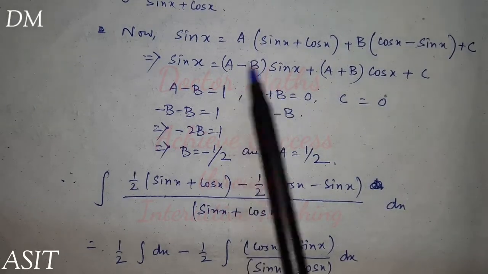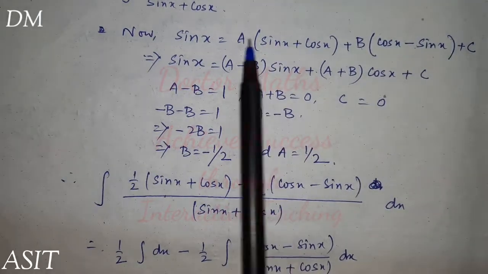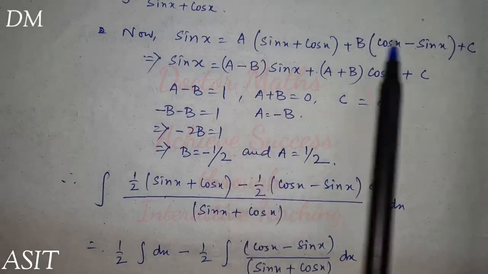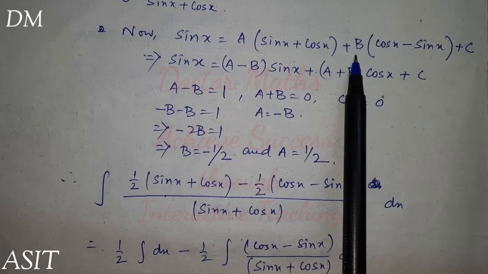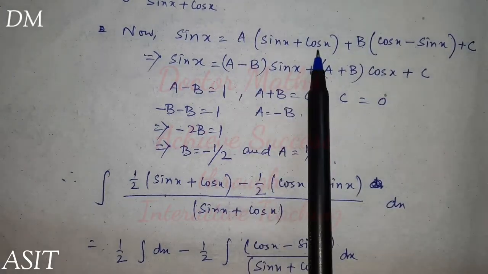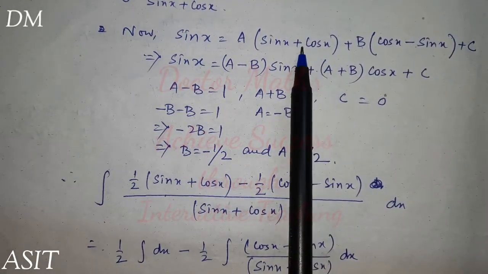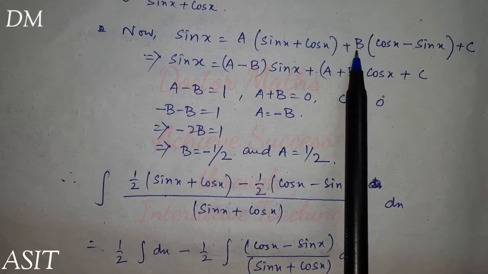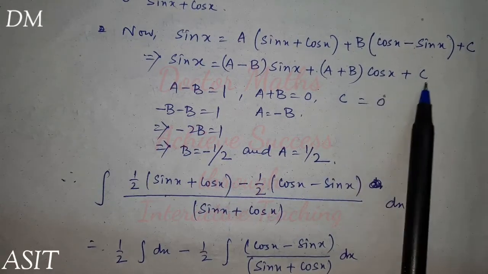So if I repeat again, if I take the sin x all together, then we can see the coefficient of sin x here will be a, and here the coefficient of sin x will be minus b. So therefore it will be (a minus b) into sin x. And if I see the coefficients of cos x, here the coefficient of cos x is plus a, and here the coefficient of cos x is plus b. So plus (a plus b) cos x plus c.